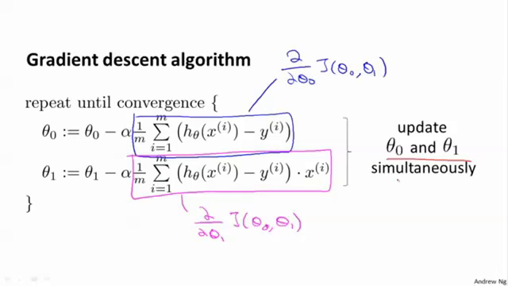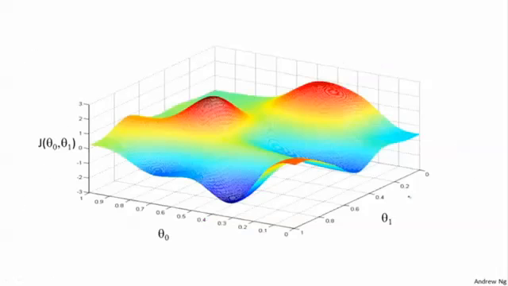So let's see how gradient descent works. One of the issues we saw with gradient descent is that it can be susceptible to local optima. When I first explained gradient descent, I showed you this picture of going downhill on the surface, and we saw how depending on where you initialize it, you can end up at different local optima. You end up here or here.